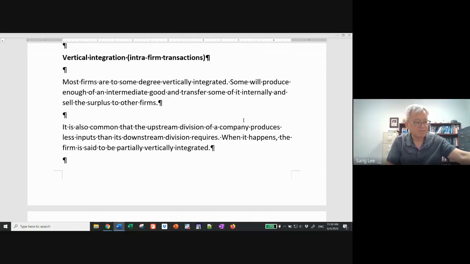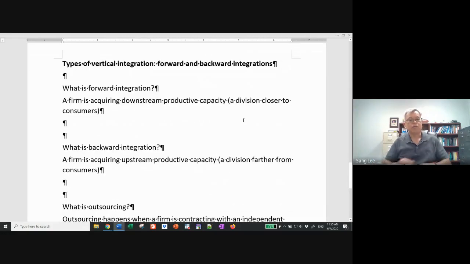Okay. All right. So our next topic is types of vertical integration. There are two types of vertical integration, forward and backward integration. Now recall this, vertical integration is all about the length of a firm's vertical boundaries or the length of the supply chain. So you can expand your own vertical chain or supply chain in either way. You can expand it toward upstream or you can expand it toward downstream.